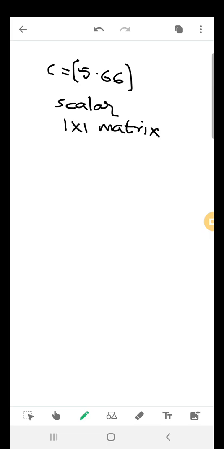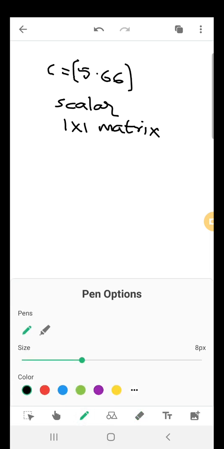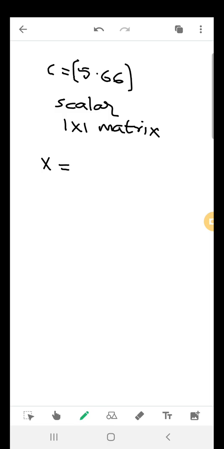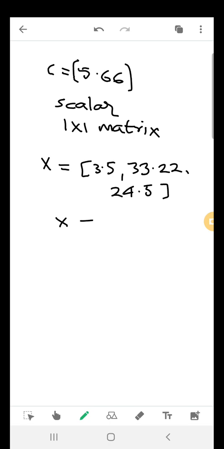Now, similarly, if we write X is equal to 3.5, say 33.22, 24.5. Then X is a row vector or 1 into 3 matrix.